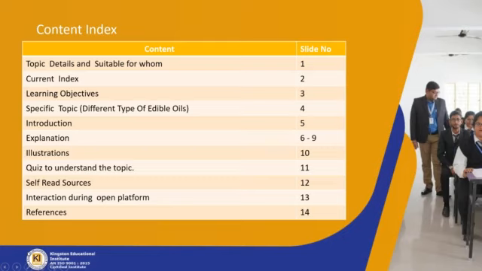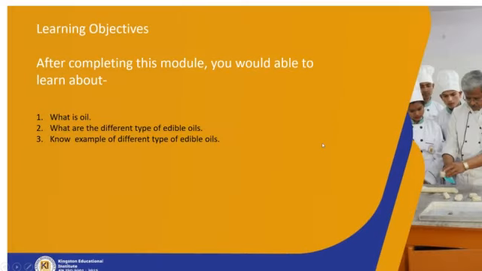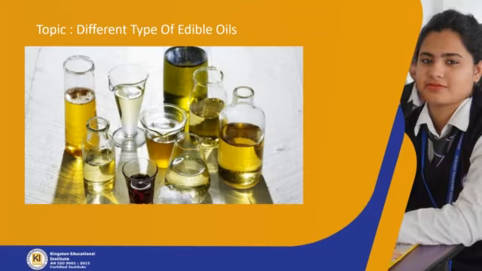This PPT gives an overview of the content and which slides are present. You can see the different types of content and the slide page numbers. First is the learning objective. In this PPT, we will learn what oil is, what the different types of edible oils are, and examples of each type. So today's topic is the different types of edible oils.